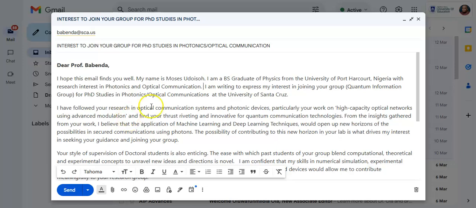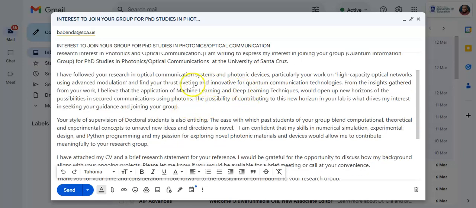Now, beyond just your understanding of his group, there's something else. Interpersonal relationship is very important. Your style of supervision of doctoral students is also enticing. The ease with which past students of your group blend computational, theoretical, and experimental concepts to unravel new ideas and direction is novel. I am confident that my skills in numerical simulation, experimental design, and Python programming, and my passion for exploring novel photonic materials and devices will allow me to contribute meaningfully to your group.